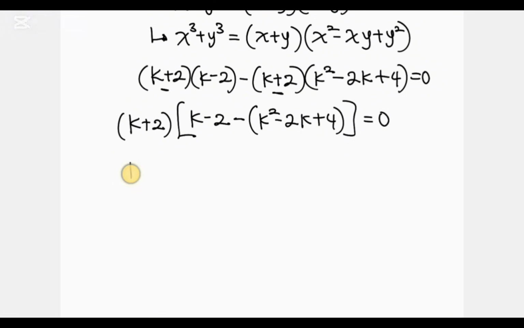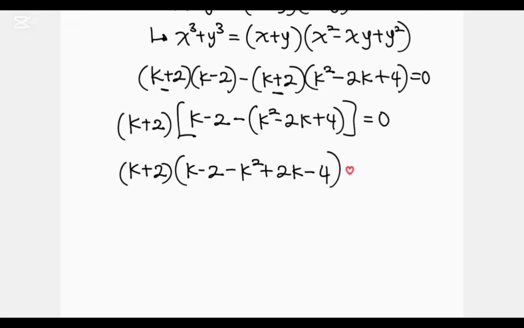Now, this simplifies into k plus 2 times, this is k minus 2. Now use this negative to open up this parenthesis, which is this inside bracket. We have minus k squared. Now negative times negative is positive, so we have plus 2k. Negative times positive is negative, and we have 4. Very good. And this is equal to 0.